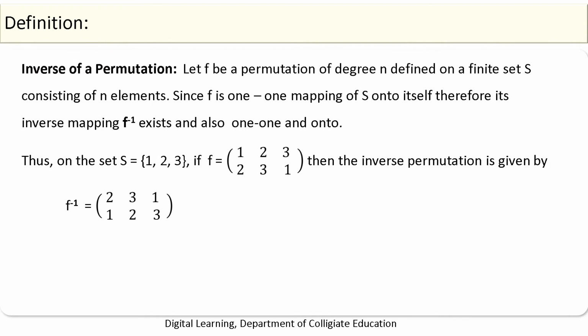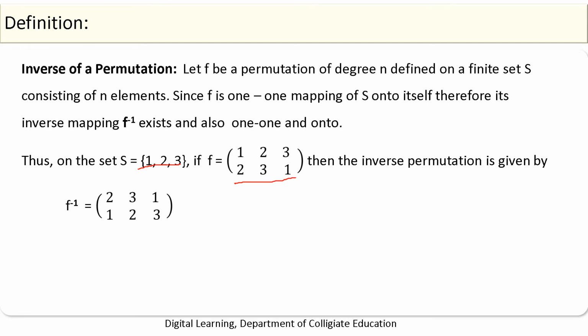Next, we define the inverse of a permutation. Let F be a permutation of degree n defined on a finite set S which contains n elements. As we know, F is a one-to-one mapping of S onto itself. Therefore, its inverse exists. Say S contains the elements 1, 2, 3 and we define the permutation F as 1 is mapped onto 2, 2 is mapped onto 3, 3 is mapped onto 1.